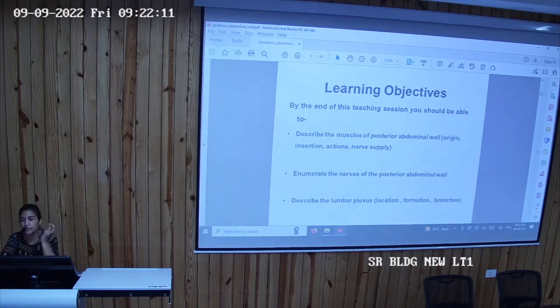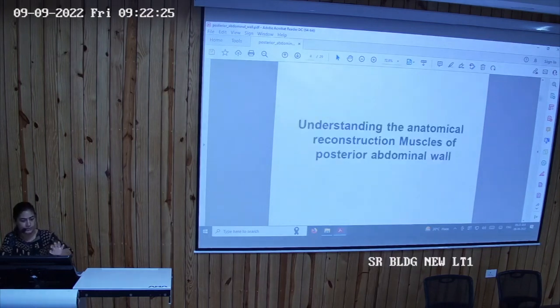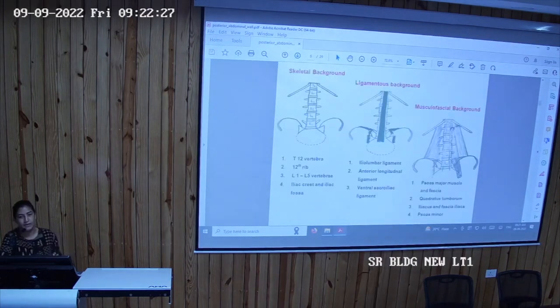And you have read about the anterior abdominal wall. So the anterior abdominal wall was consisting of muscles. There was fascia, there were muscles, there was peritoneum. So in the posterior abdominal wall, you should know what the skeletal background of the posterior abdominal wall is. So from this picture, it's very clear.